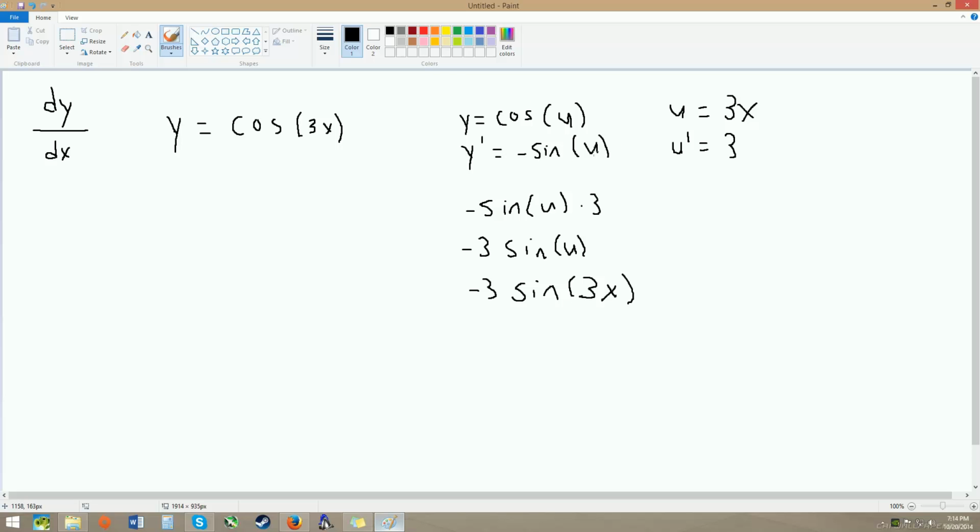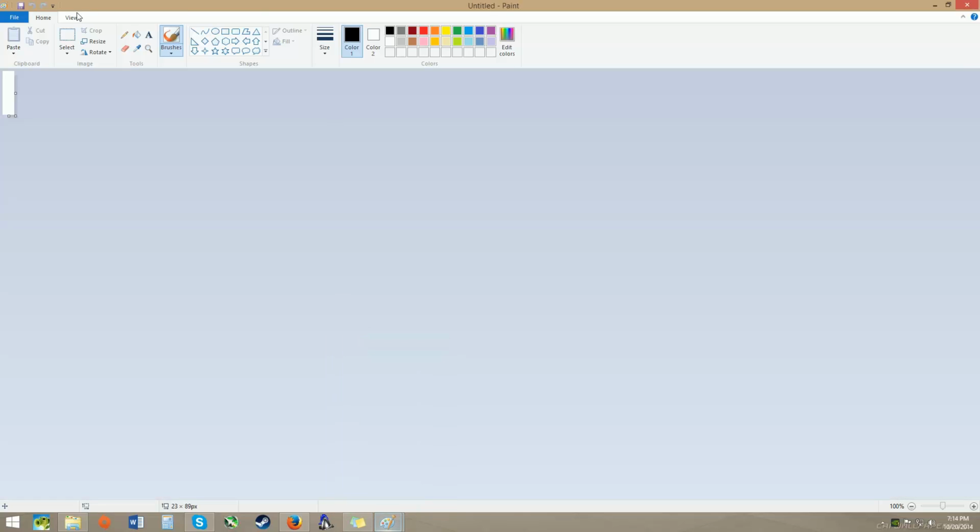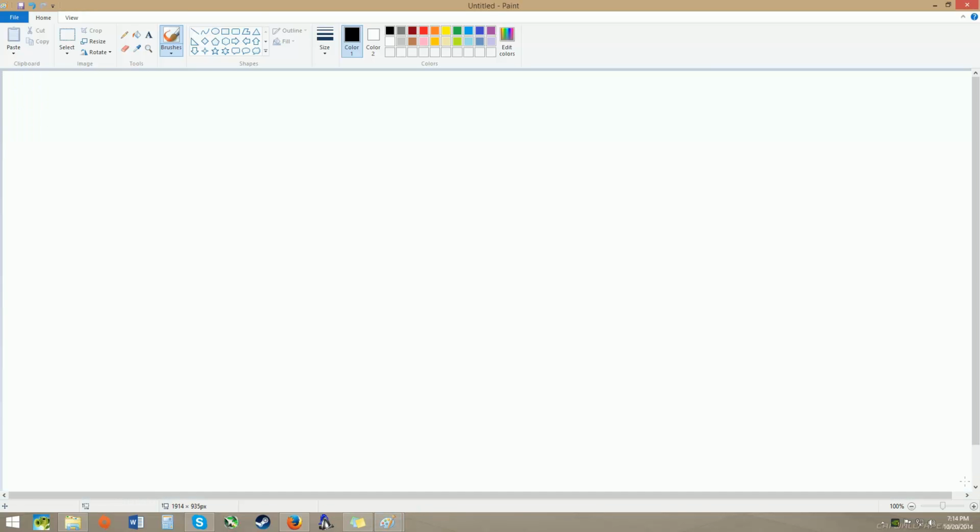Now let's find the derivative of u. What was u equal to? To 3x, because that's the inside. The derivative of 3x is 3. And when you want to solve the chain rule, you just have to multiply whatever two derivatives you have together. So you have negative sine u times 3. So it's negative 3 sine u, and you just plug in whatever for u. Negative 3 sine 3x. So there you have it, the first problem. All done.